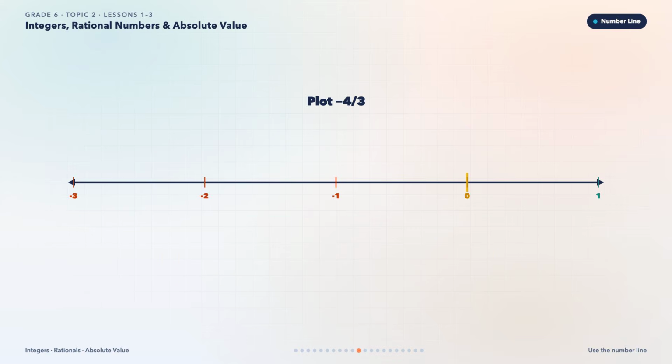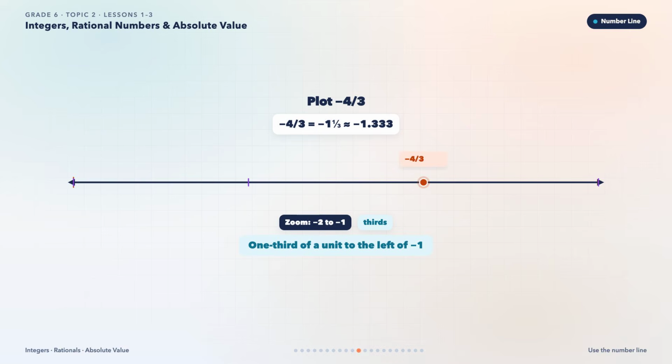Now plot negative 4/3. Negative 4/3 equals negative 1 and 1/3, about negative 1.333. Zoom in between negative 2 and negative 1. Split that gap into thirds. The point lands 1/3 of a unit to the left of negative 1. That is negative 4/3. Same idea. Negative 5/4 equals negative 1.25.